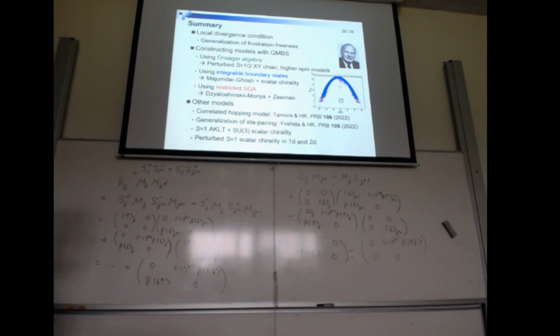Okay, so here's the summary of my final lecture. I have introduced the notion of local divergence condition, which is a generalization of frustration freeness. And using this kind of idea, I have constructed a model with scars, which is a kind of non-integrable deformation of the S equals 1/2 XY spin chain, and you can also construct a higher spin version of the model. I didn't have time to discuss other examples, but let me stop here. Thank you for your attention.